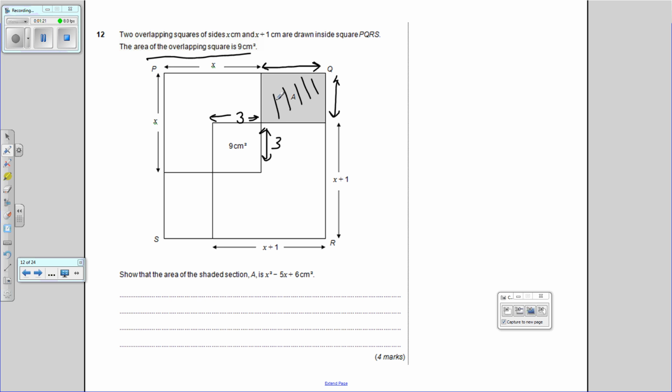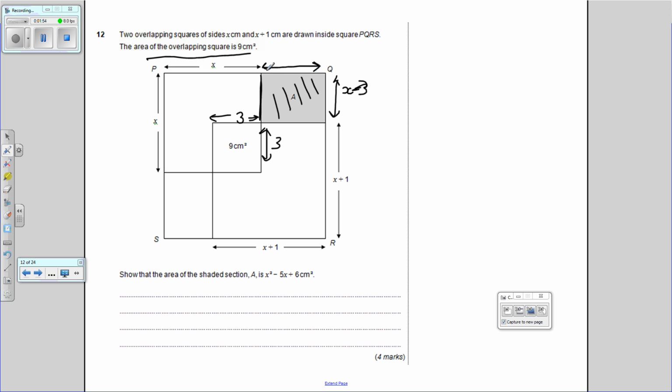So we need to try and write the lengths and the widths and find an expression for them. Well, because all of this is x here, that means this bit here must be x subtract 3. So if all of this is x, take off 3, that's going to be x subtract 3. So that's going to be the length of this bit, or the width of the rectangle.